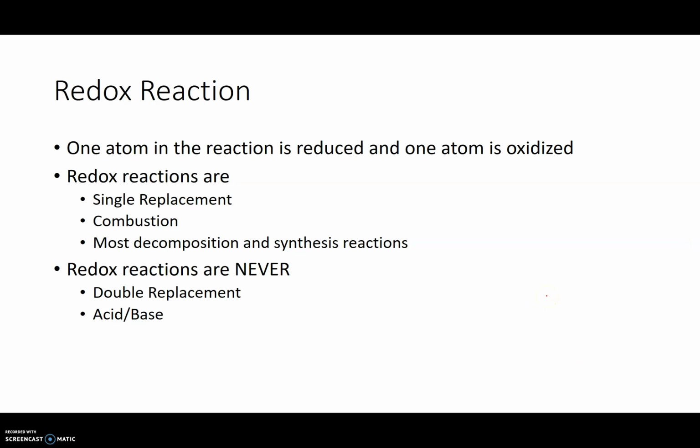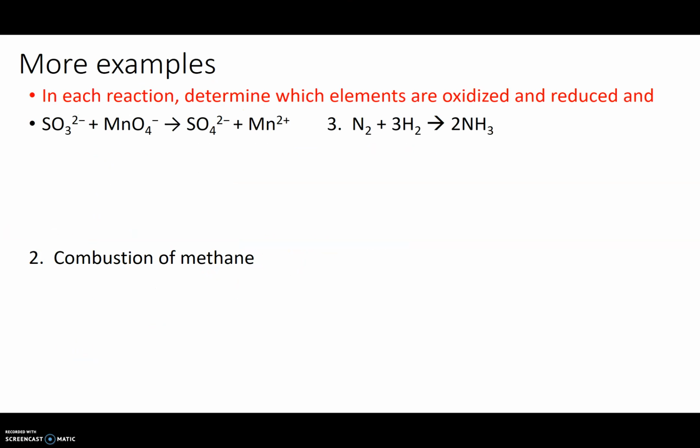Redox reactions are never double replacement or acid and base reactions, which we've been dealing with a lot. Double replacement is really another word for precipitation reaction, and we've also been doing a lot of acid and base. So now we're going to be working with the ones that are on top.